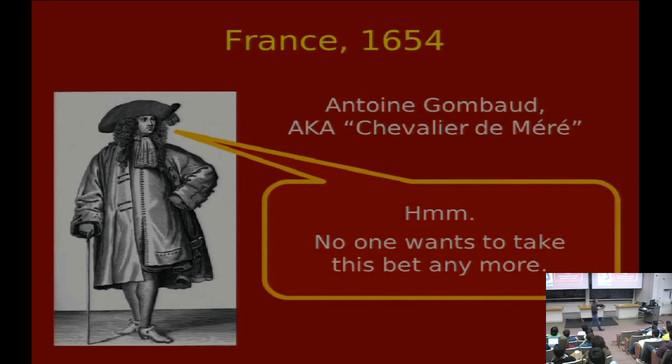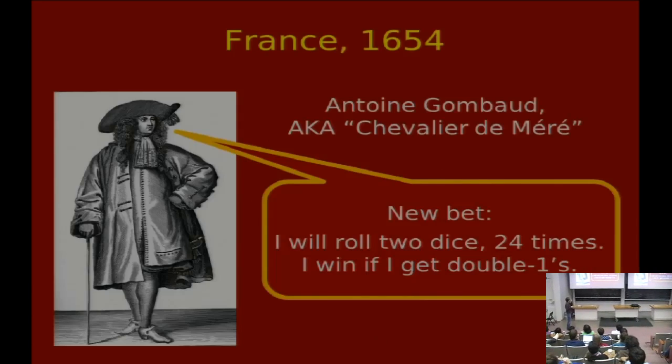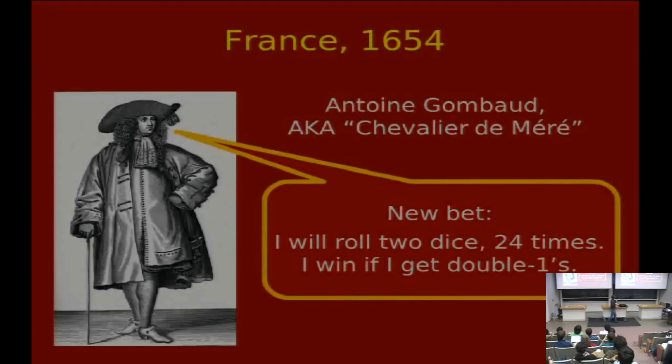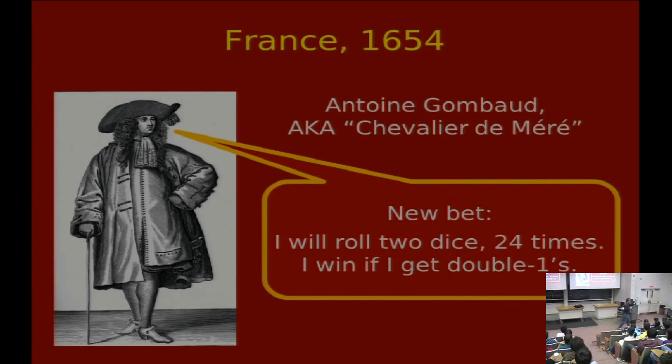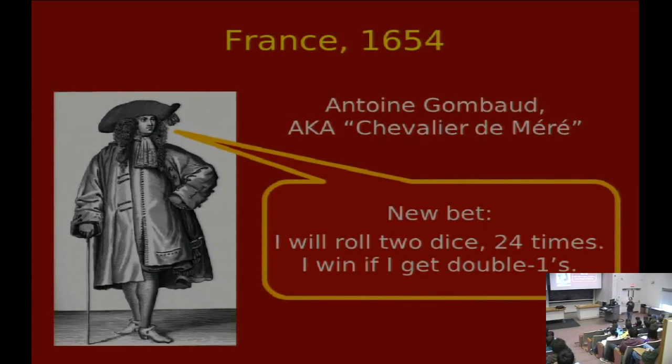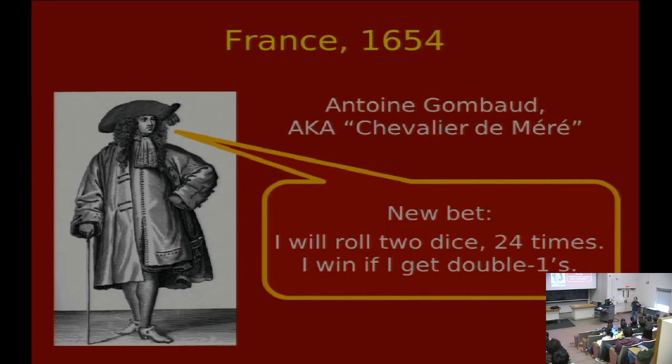Actually, can somebody... Never mind, I'll come back to it later. So then he's like, oh, I need to invent a new scam. So he invented a new scam, which is, I will roll 2 dice 24 times. And he says, I'll win if I get double ones. And his conception was, since trying to get a 1 with 4 rolls was good, you add 1 more die, that's times 6. So he's like, I'm going to try and get 2 ones with 24 rolls. And that should make me money too. So he played it for a while, and then he started to be losing money.